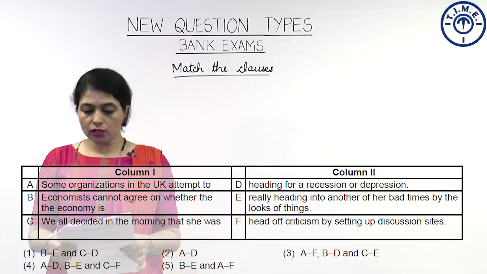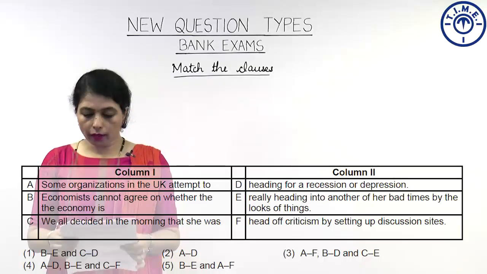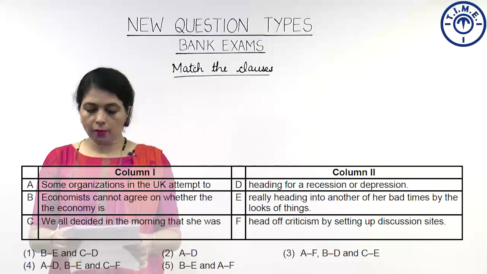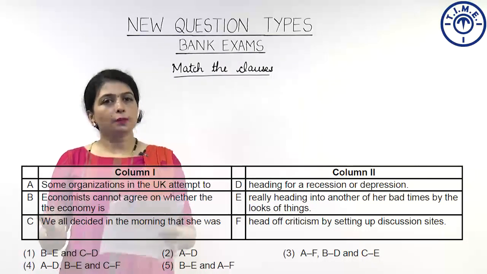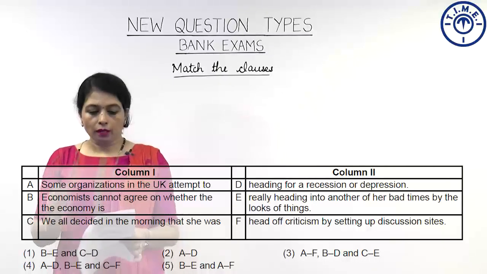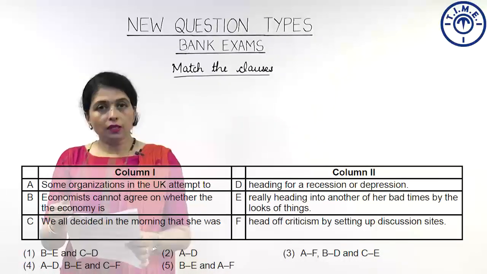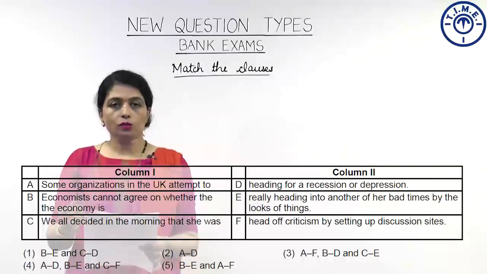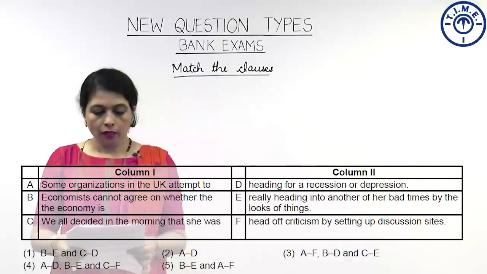Some organizations in the UK attempt to head off criticism by setting up discussion sites. Now this is an absolutely correct sentence, and the correct combination over here is A and F. Okay. Now similarly we need to work out with B and C also. Let me move on to B.